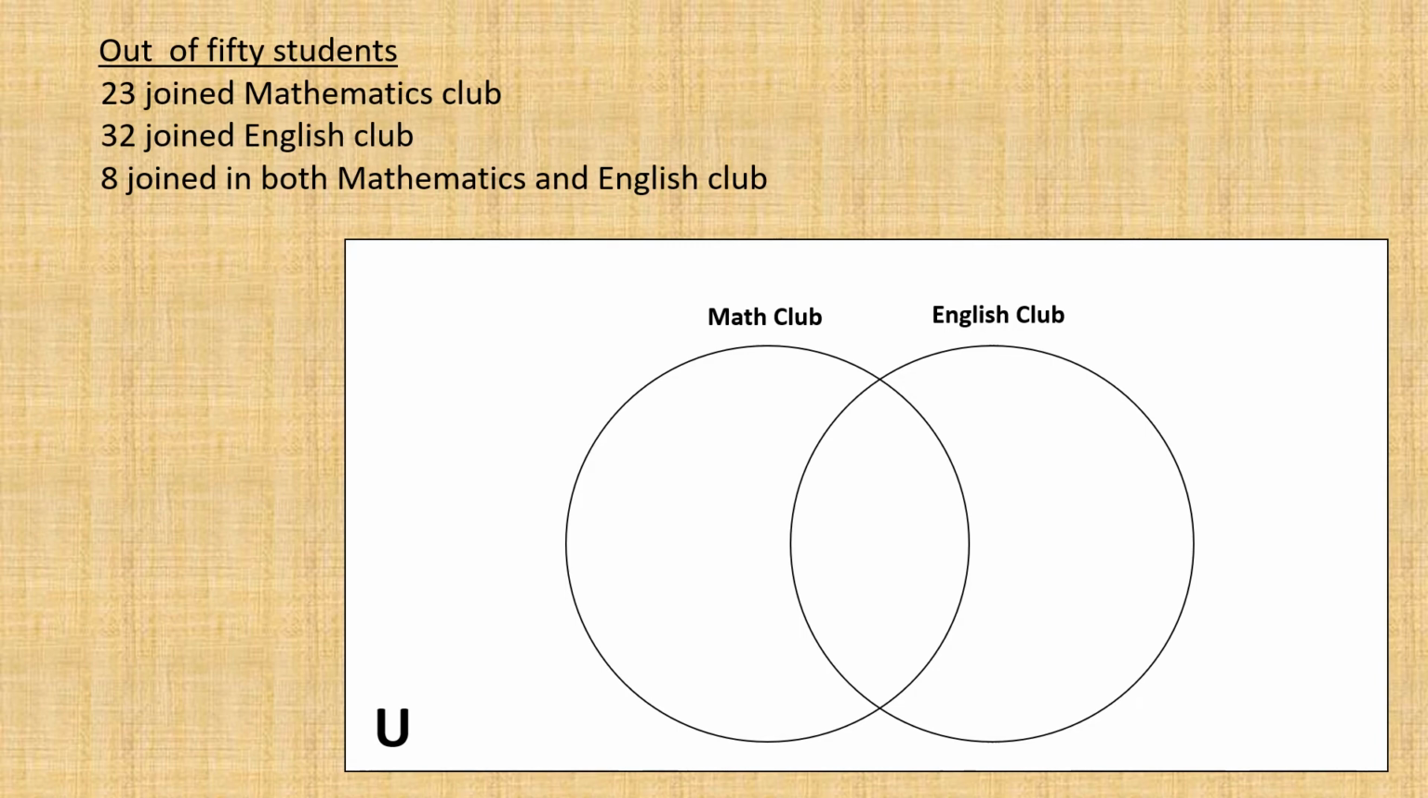Next data is out of 50 students. Add all the elements of the two sets: 15 plus 8 plus 24 equals 47. Since the total is 47 and not equal to 50, subtract 47 from 50. So 50 minus 47 equals 3. Put 3 outside the two sets but inside the universal set. This completes the 50 students.